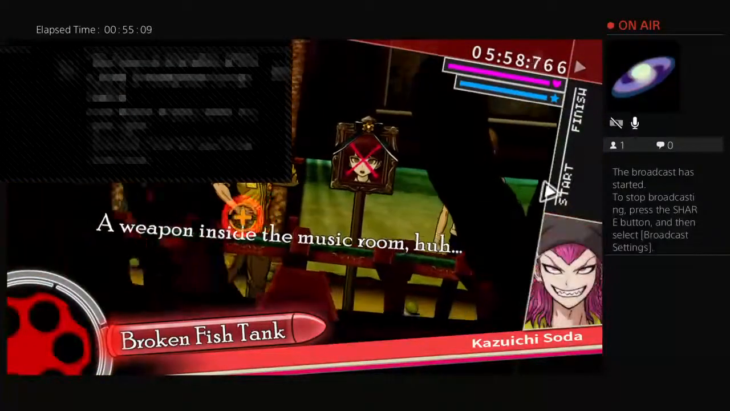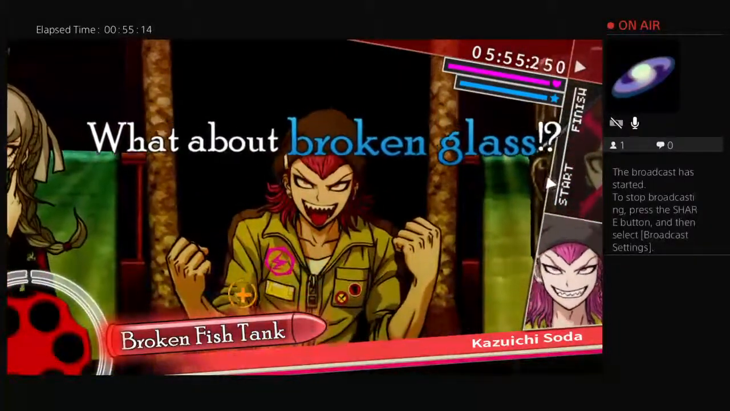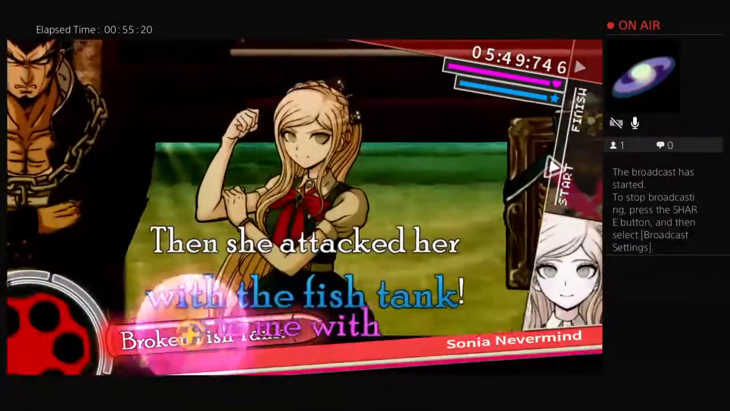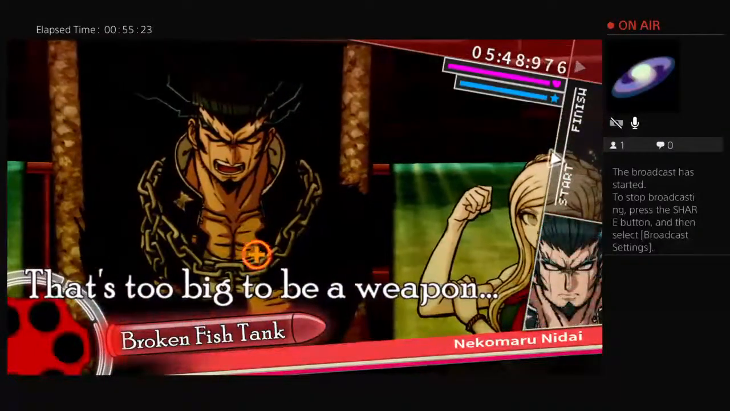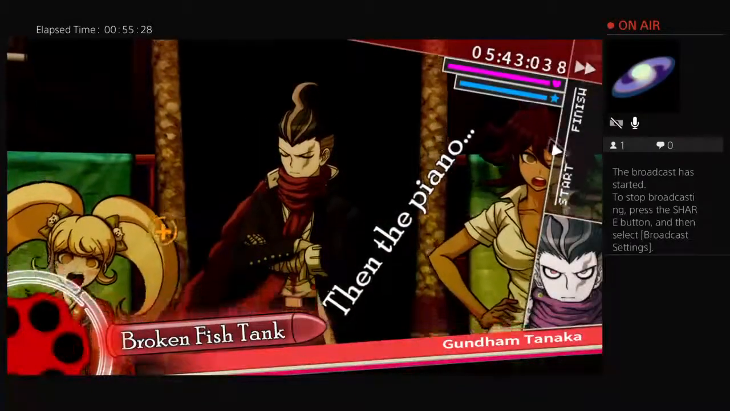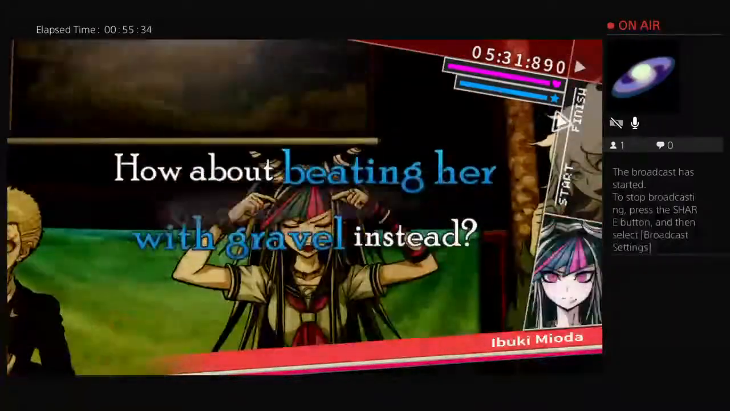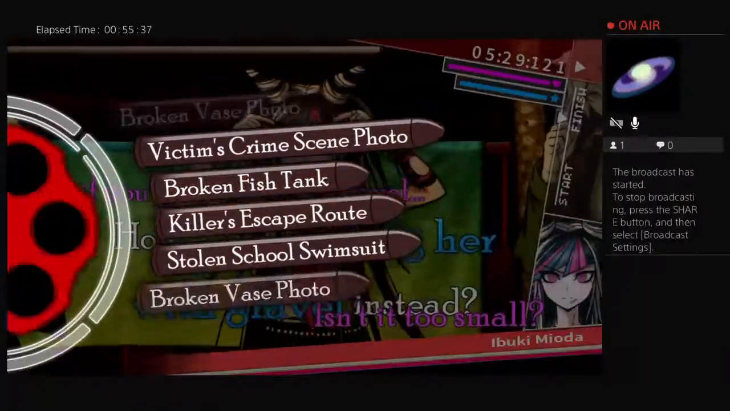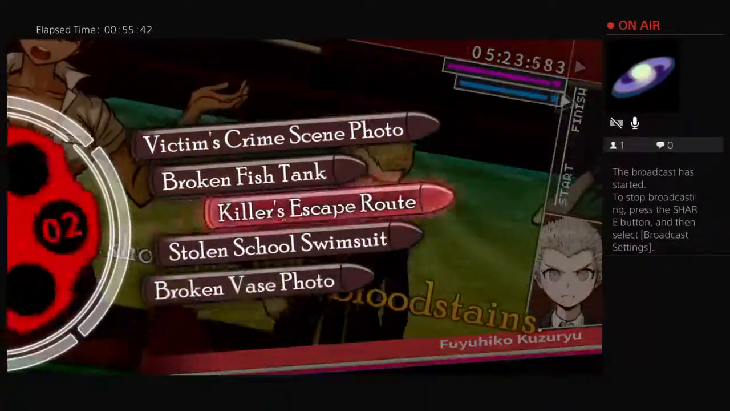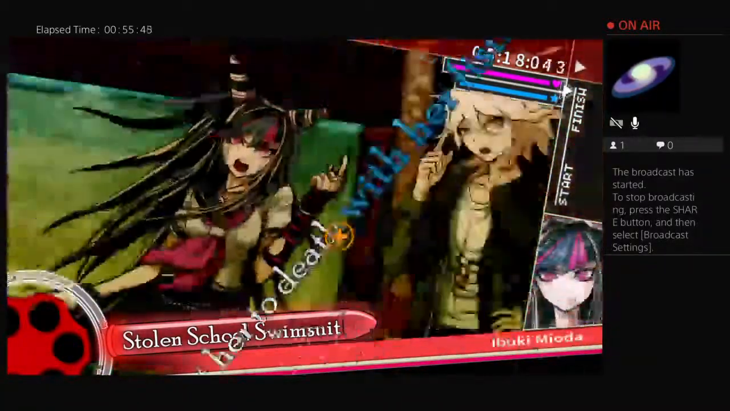Weapon inside the music room, huh? What about broken glass? Isn't the cause of death a blow to the head? Then she attacked her with the fish tank. That's too big to be a weapon. Then the piano. Why are you going even... The investigation conducted. It's on that big a scale, too? How about beating her with gravel instead? If it's a weapon that was used to beat them to death, it should have had bloodstains. Was there a weapon with bloodstains on it? She beat her to death with her fists!